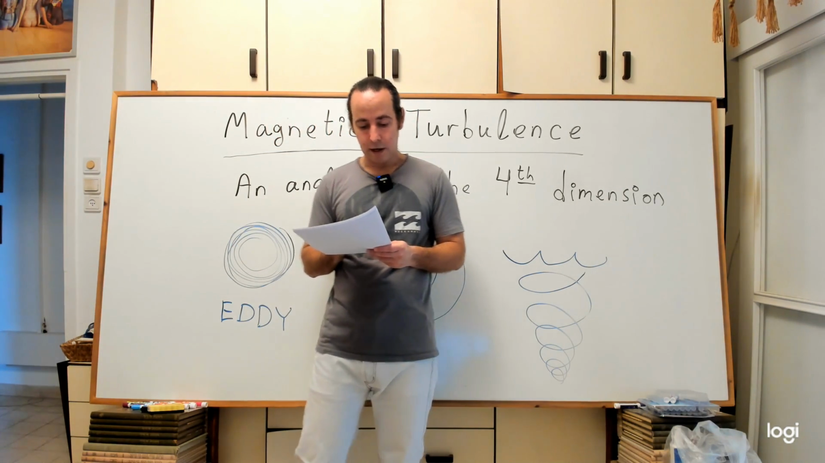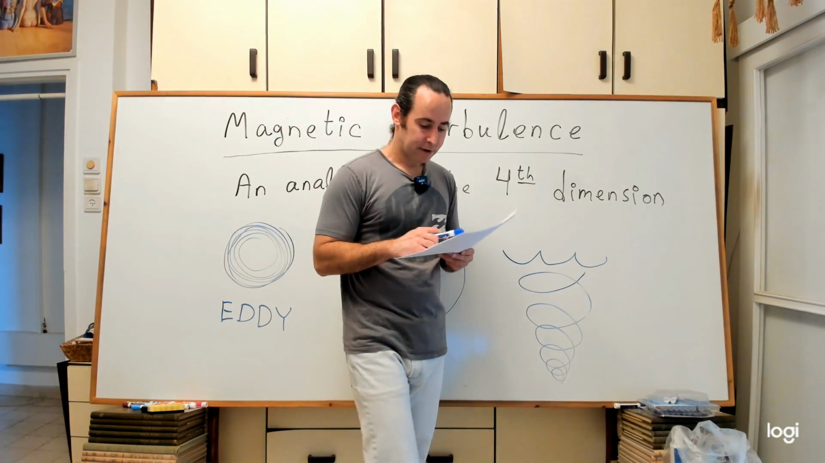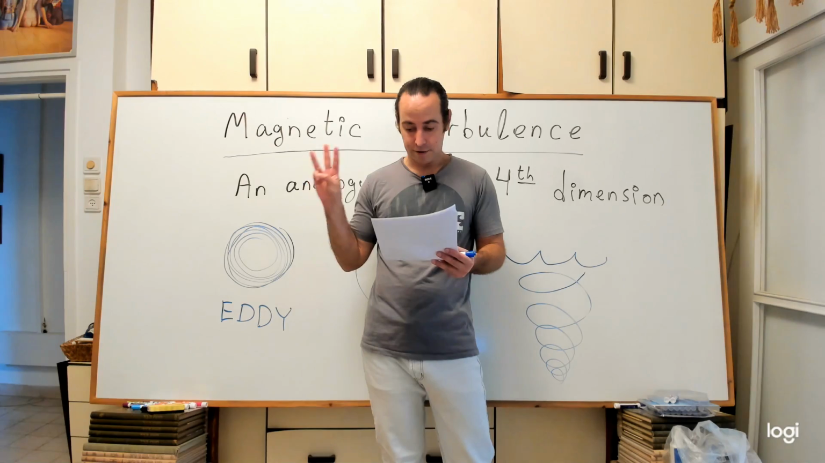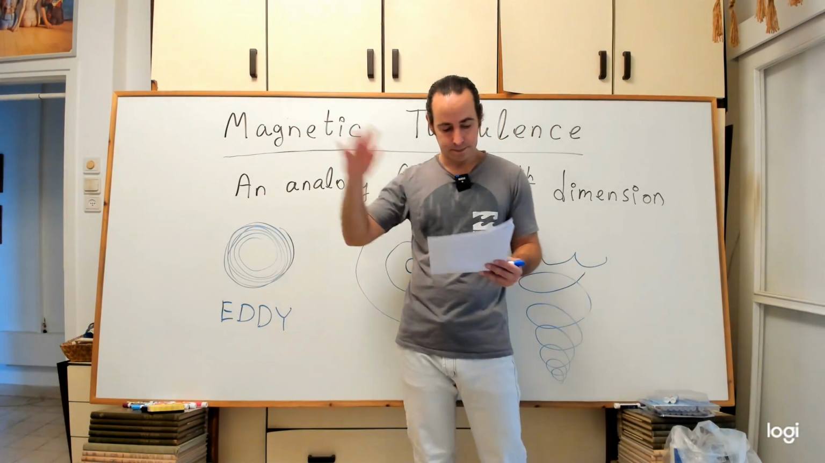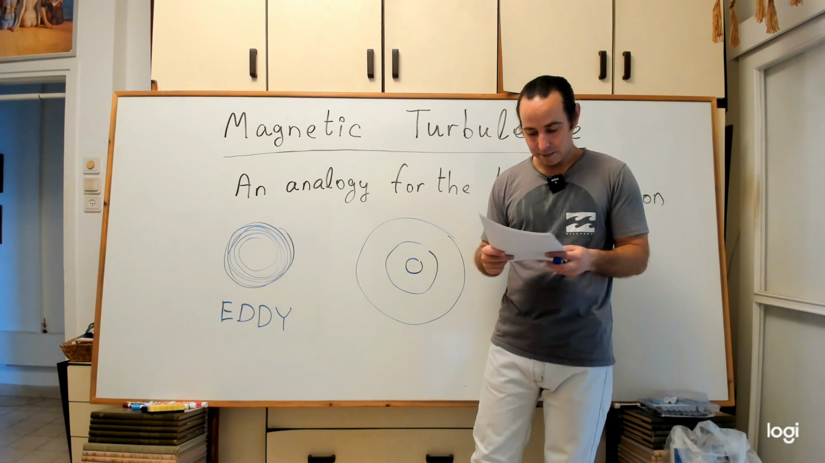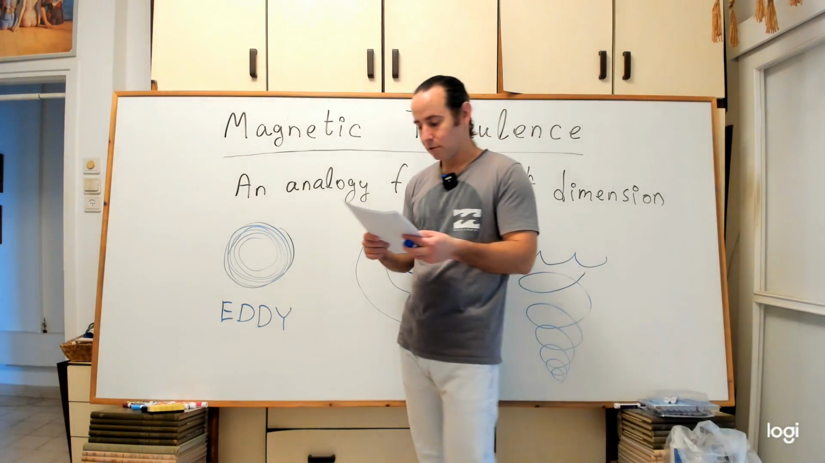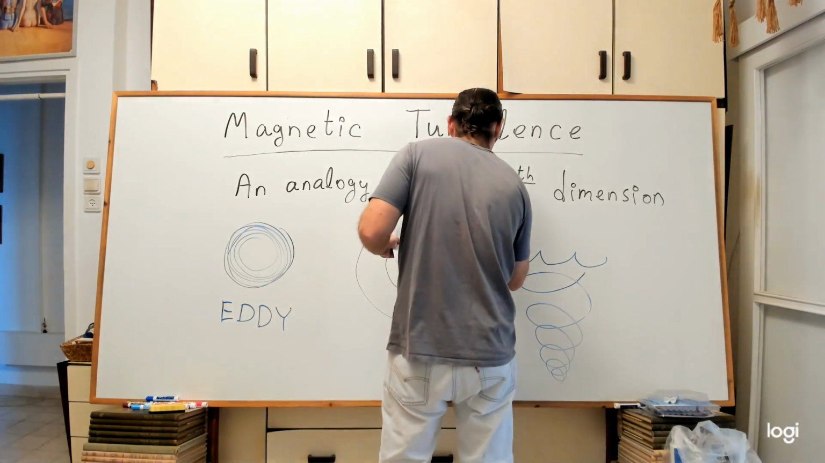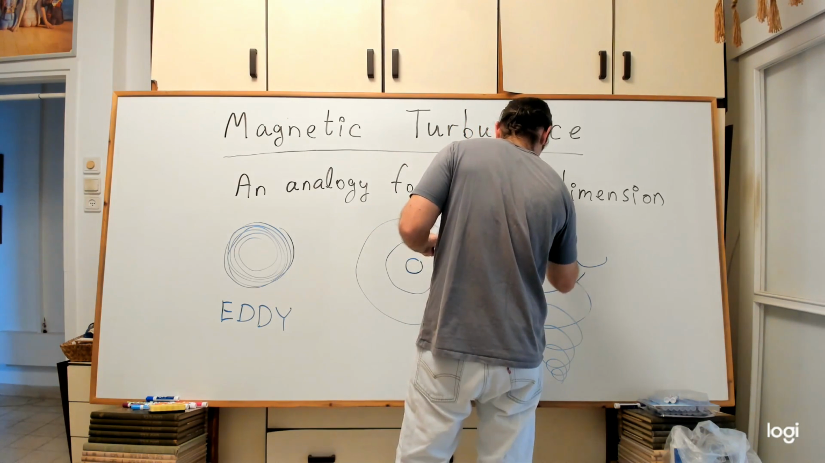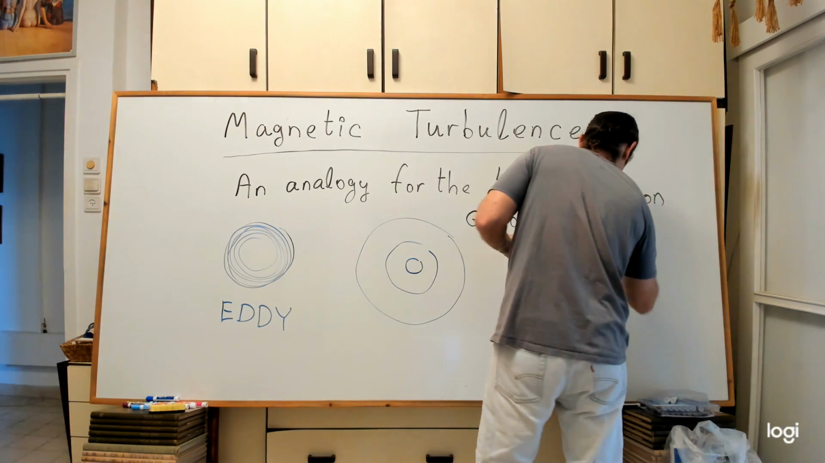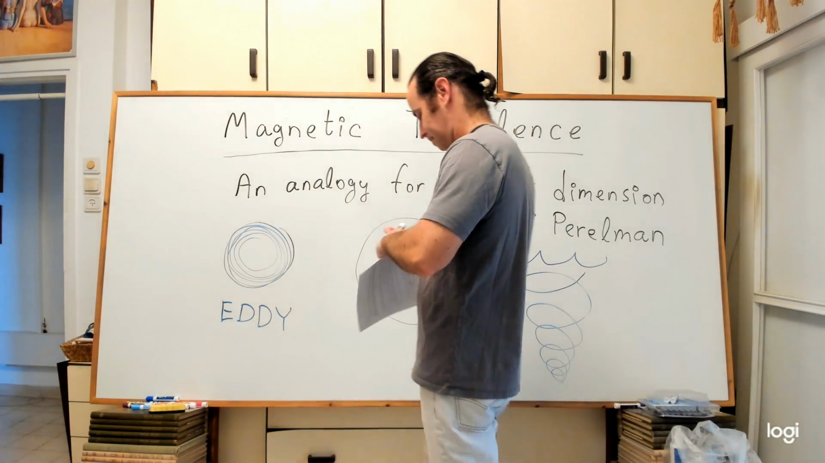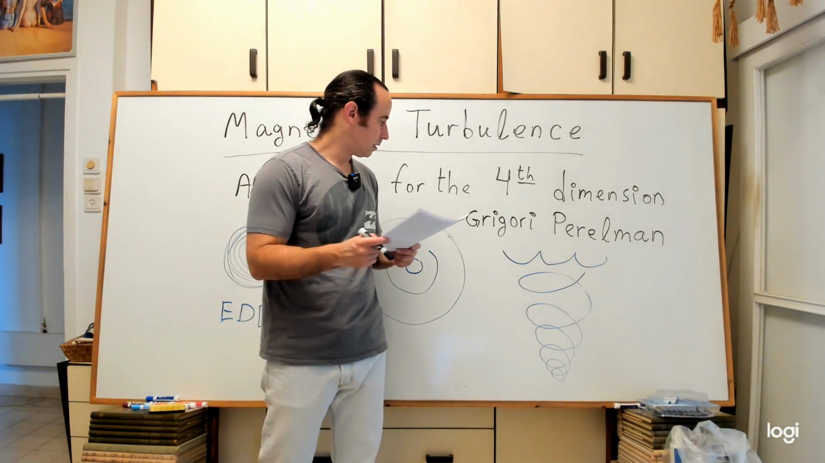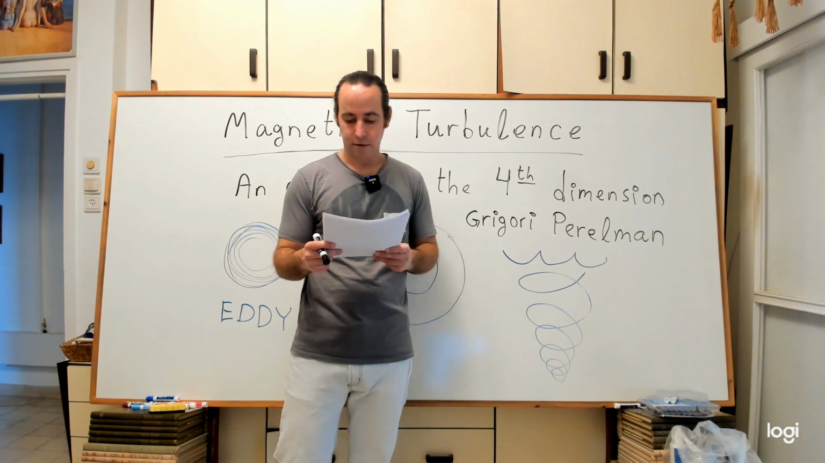Okay, so we know from Poincaré's conjecture that the universe has four dimensions. And we are on the 3D surface of a 4D ball. This was proved mathematically by the genius Gregory Perelman in the years 2002 to 2003. Gregory Perelman is very interesting, but we don't have time to talk about him.